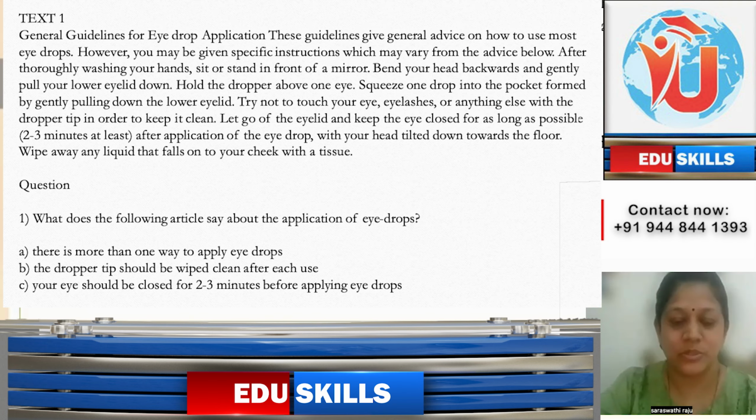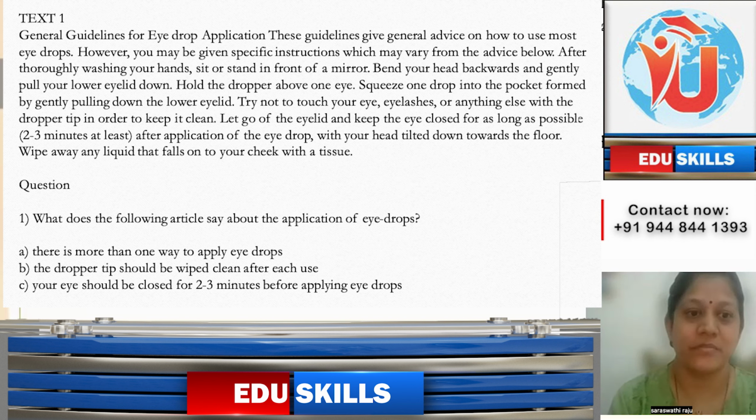So first we will go to the text. Our method is the QAT method: question, answer option, and text. First, we will read the question. What does the following article say about the application of eye drops? So, about what are they going to talk? About the application of the eye drops. So this full text is going to talk about the eye drops only, how to apply. So we will see the answer options.